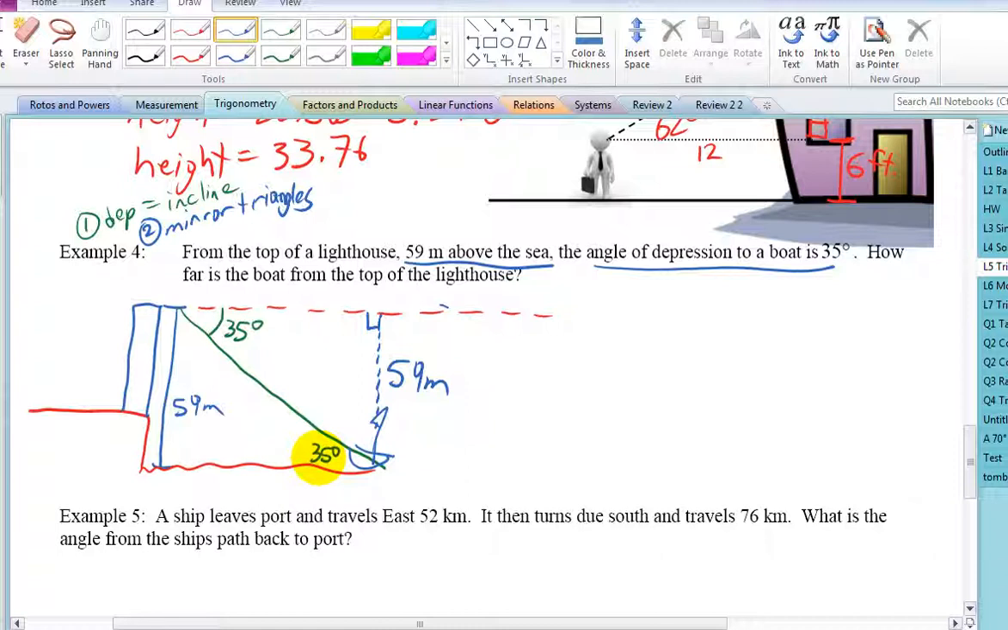Okay. So let's work in this mirror triangle. We want to know how far is the boat from the top of the lighthouse. So where should we put our letter X? Yeah, the hypotenuse right there. So looking at 35, X, and 59, which ratios should we use? Sine. So sine 35 degrees equals the opposite side over the hypotenuse. Okay, so go ahead and find out how far that boat is from the lighthouse.